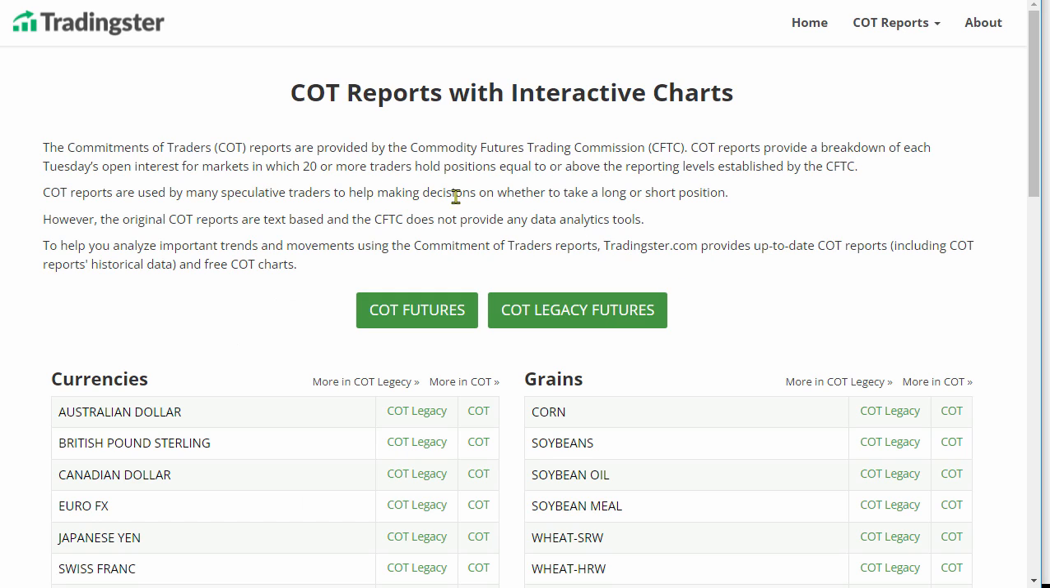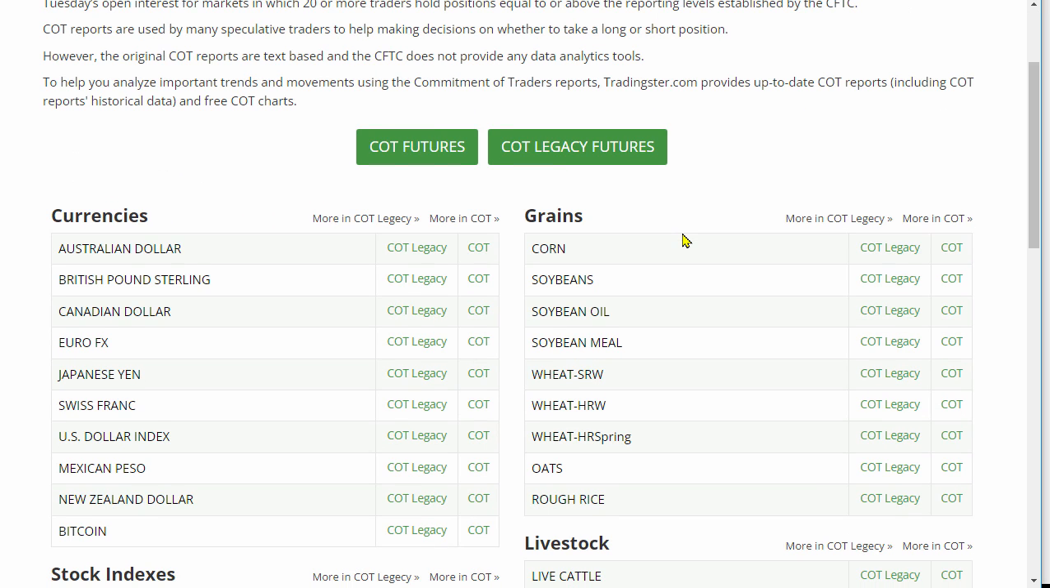alternative site. This is Tradingster. I'll give you the links below here. There's no point to go into great detail, but what they do here is just make things a lot simpler. So if we want to look at the euro dollar, for example, we click.